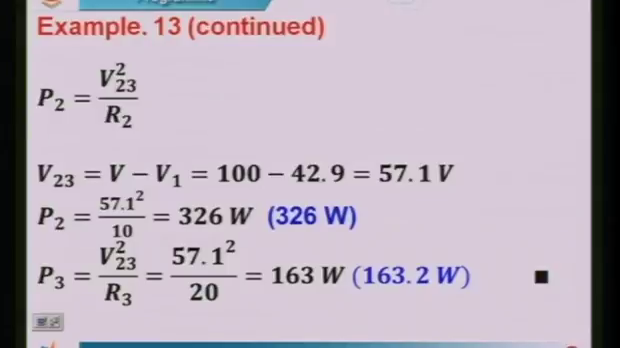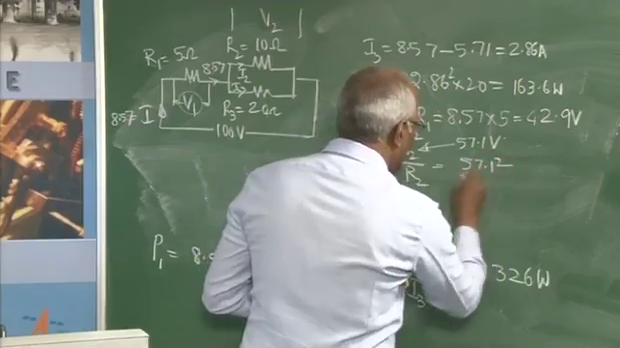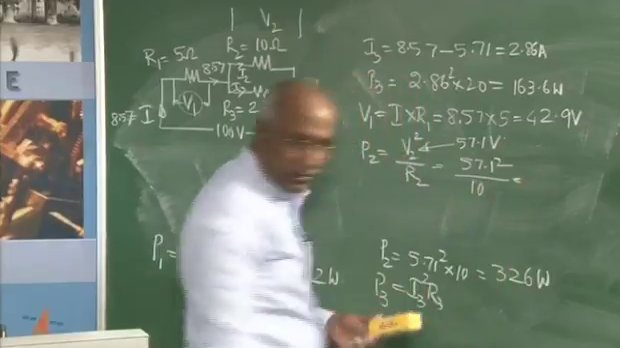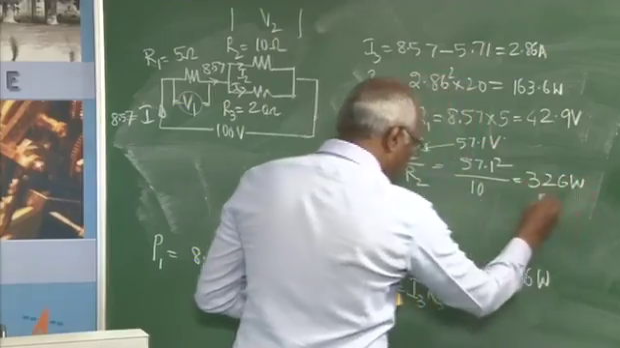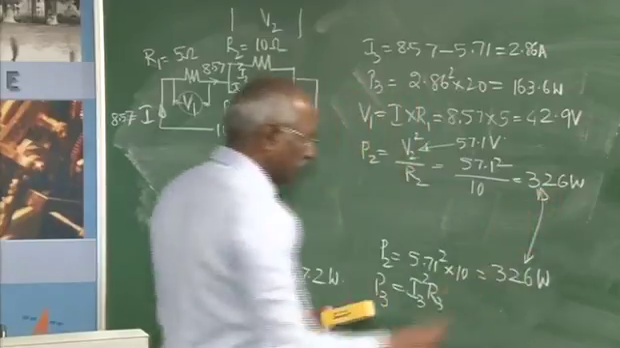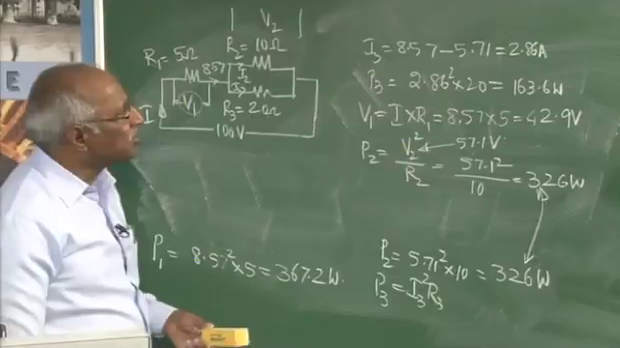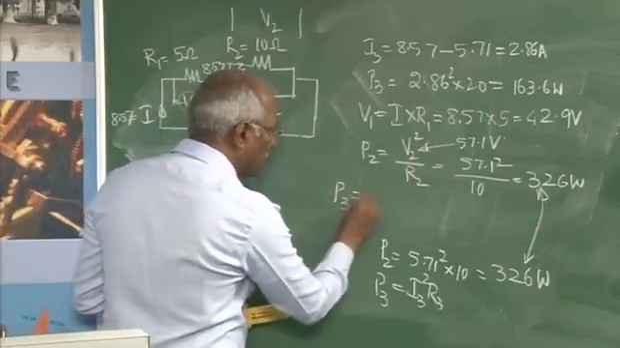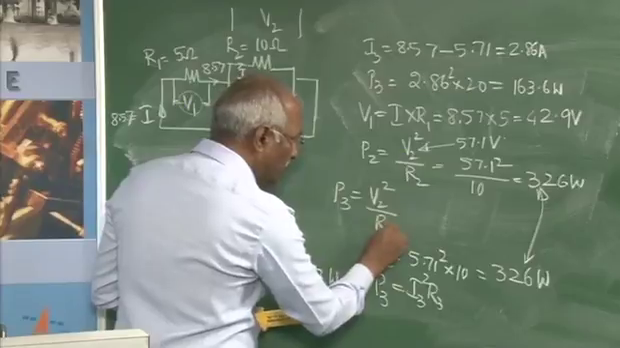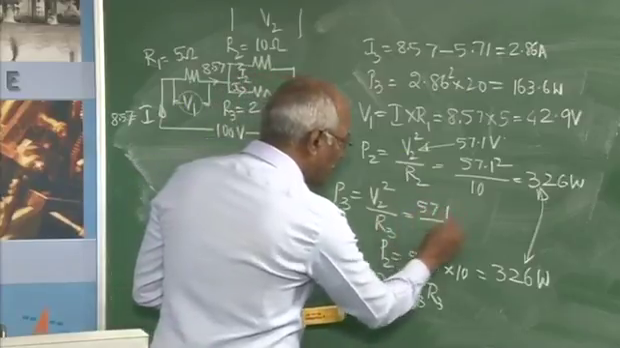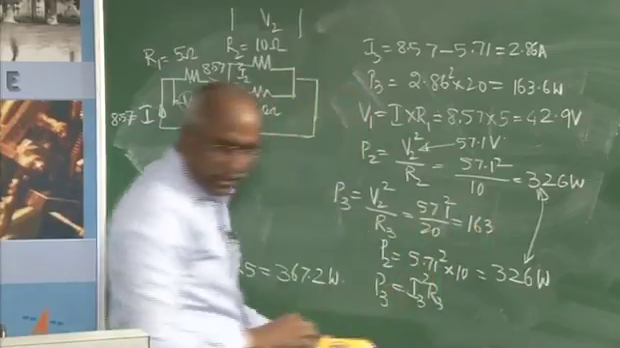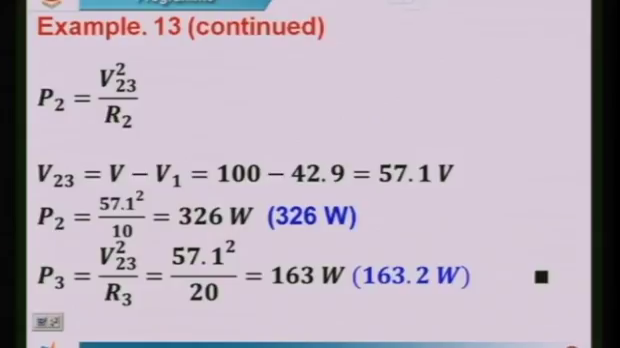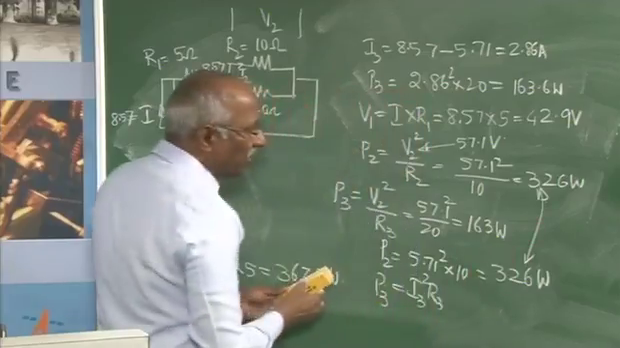So, this will be equal to 57.1 square divided by this 10, which comes to 326. You will observe the same answer has been obtained here. When it comes to P3, this will be equal to again V2 square by R3. This will be 57.1 square divided by 20. This comes to 163 watts. If it is simplified, it works out to 163 watts.